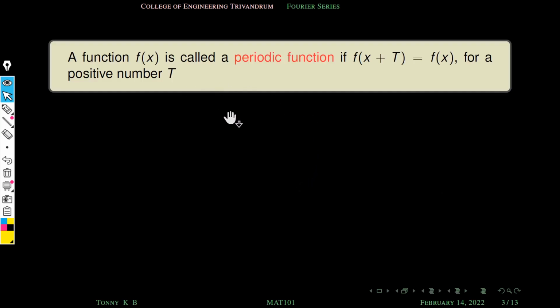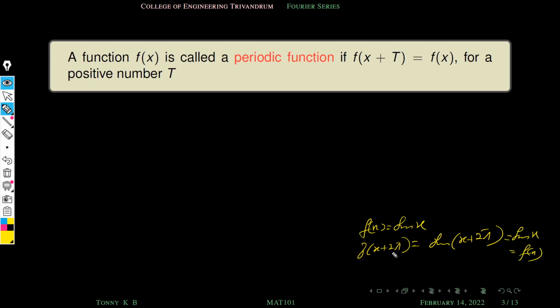So first we are going to define a periodic function. A function f of x is called a periodic function if f of x plus T equals f of x for a positive number T. If there exists a positive number T satisfying this condition, then we can say that f of x is periodic. For example, consider f of x equal to sin x. We know that f of x plus 2 pi is equal to sin of x plus 2 pi, and this is equal to sin x. So here f of x plus 2 pi equals f of x. Clear? We know that 2 pi is positive, so in this case, this is our T. If there exists a T satisfying this condition, then it is a periodic function. So sin x is a periodic function.